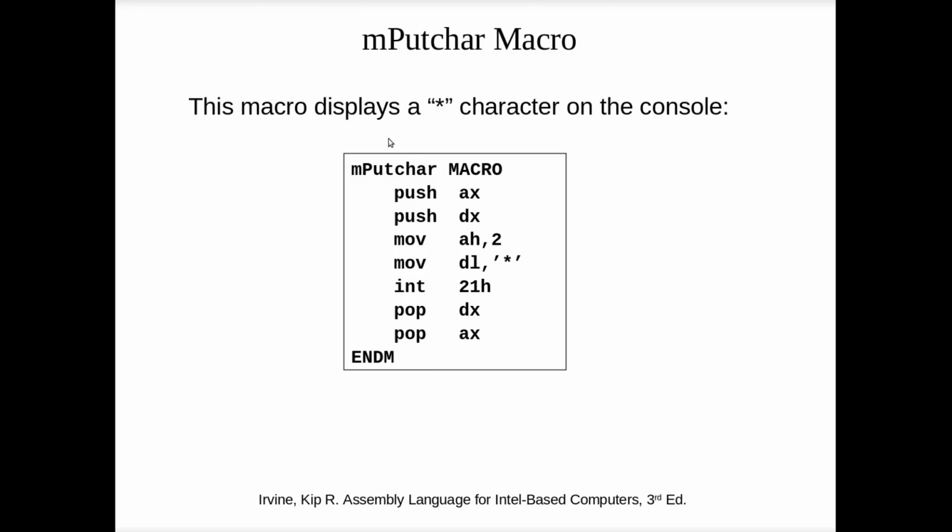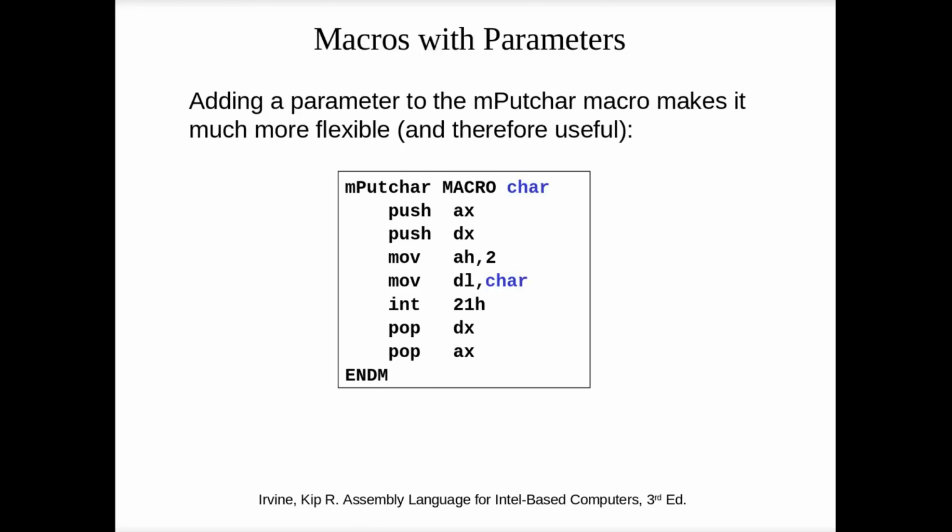Say I want to make a macro that just displays a star character in the console. You define it with your macro name and then MACRO instead of PROC, like you would a procedure, and then you can just put the instructions in there. Since the code is copied and pasted in, you don't need to push and pop the registers or handle the return value. You just put it in there and it will go from the beginning to the end.